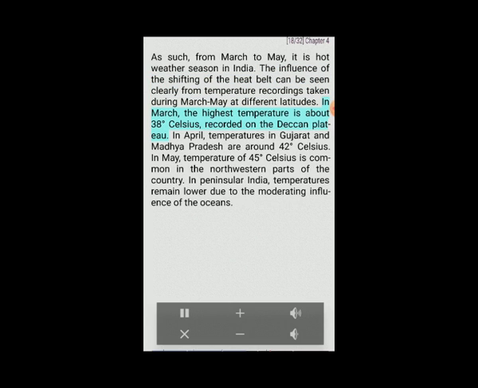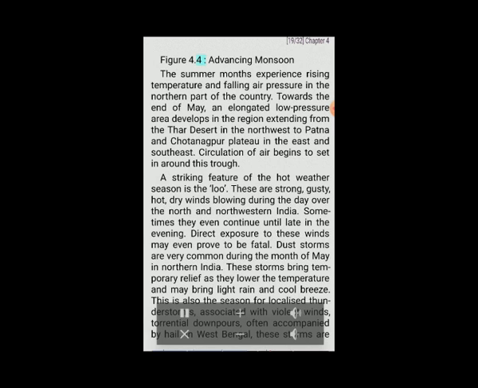different latitudes. In March, the highest temperature is about 38 degrees Celsius, recorded on the Deccan Plateau. In April, temperatures in Gujarat and Madhya Pradesh are around 42 degrees Celsius. In May, a temperature of 45 degrees Celsius is common in the northwestern parts of the country. In peninsular India, temperatures remain lower due to the moderating influence of the oceans. Figure 4.4. Advancing monsoon.